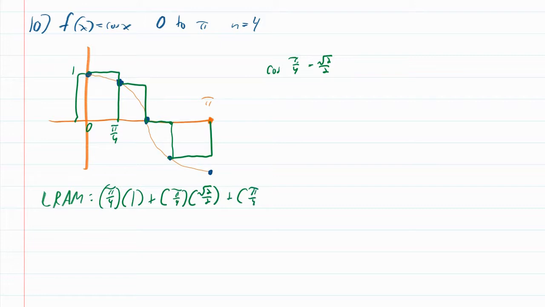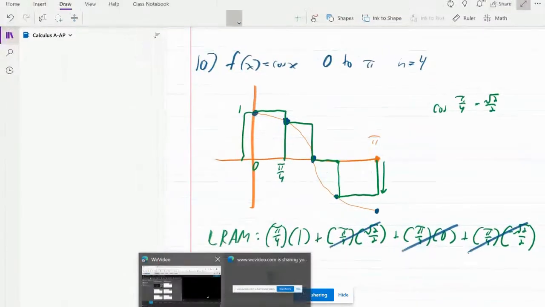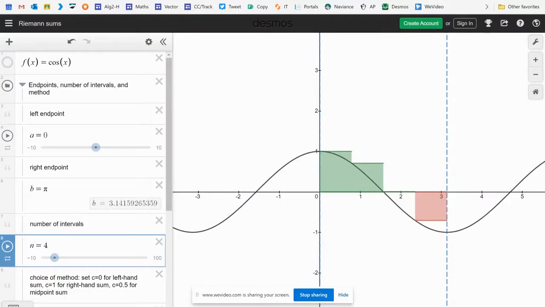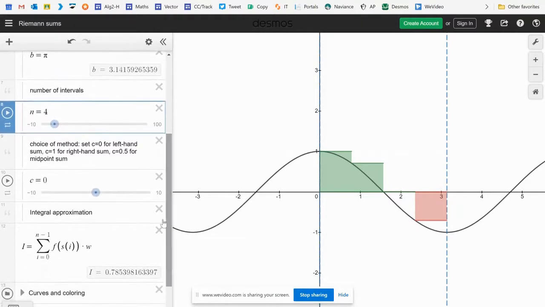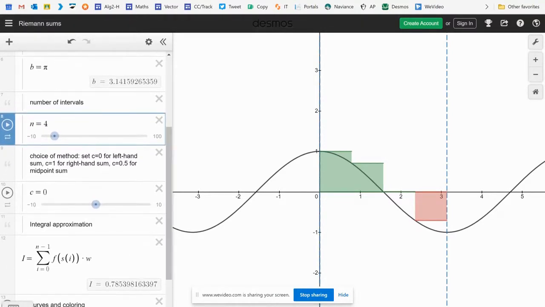Plus then pi over 4 times a height of 0. Then plus pi over 4 times, this height is negative. That was the instinct that a couple of you may have had. So this is going to be plus negative root 2 over 2. And so when I add all this up, those two will cancel, this will cancel, and my LRAM should just be pi over 4. And if we look at Desmos on the link that I sent you, here's what LRAM would look like on that. And if I scroll down, I get this value, which is 0.7 times 4 would be about what it would need to be to get about pi over 4. So yeah, that should work out just fine.